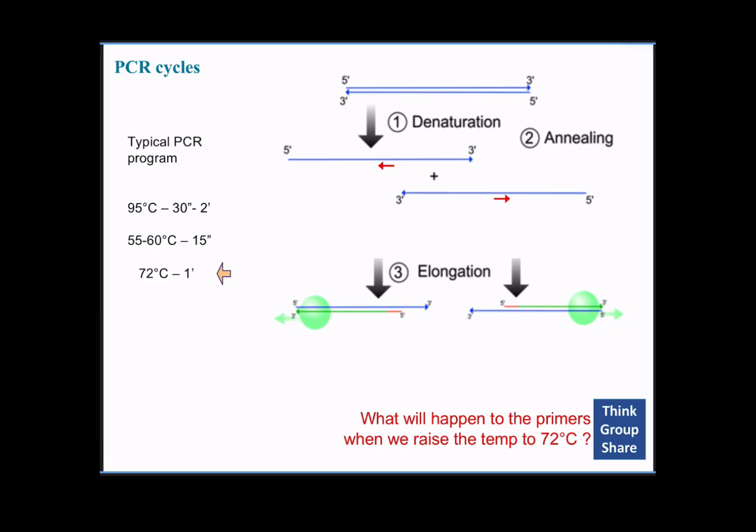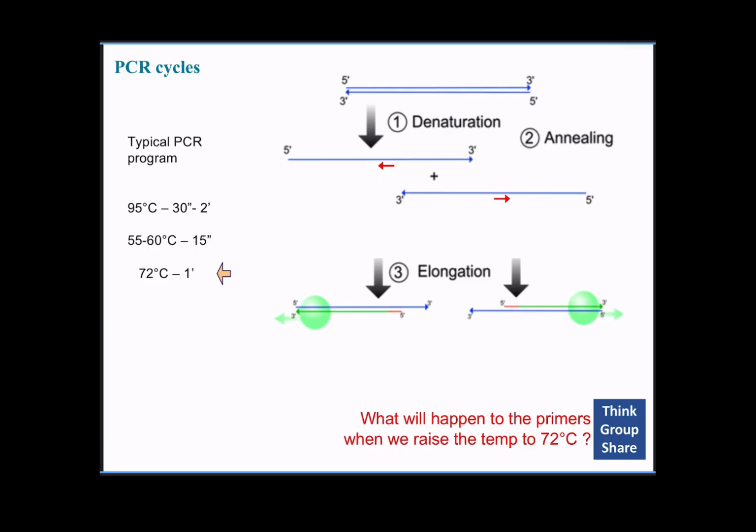Because we want to be sure. Ah, okay, interesting. I mean, we want to make sure of what? That they bind. Yeah, so by lowering it past. Okay. So one argument here is they could have bound to the template DNA at 72, but at 55 we're making sure that they're bound. Interesting argument. Any other ideas? It's a little more nuanced than that.